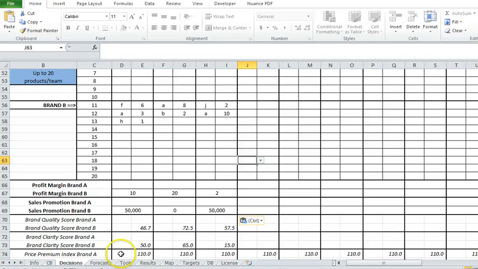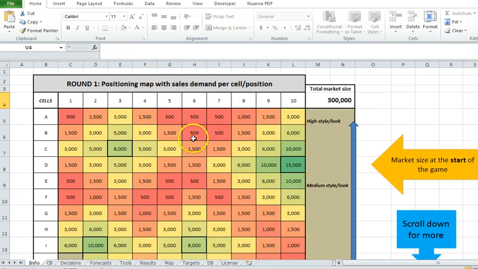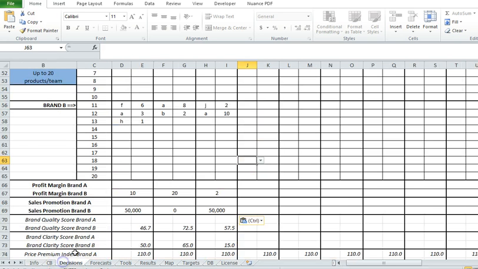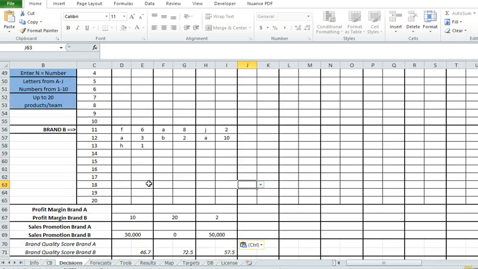That's important because remember, on the information tab, the market size is changing and the values of each cell are changing. So therefore, the decisions will never be the same. We make the same decision, but the marketplace changes, so the results will change. So to help us plan, we've got the forecast and tools.